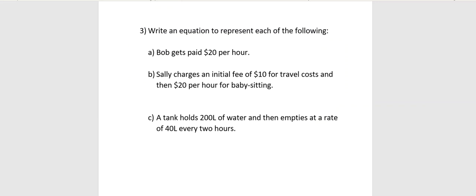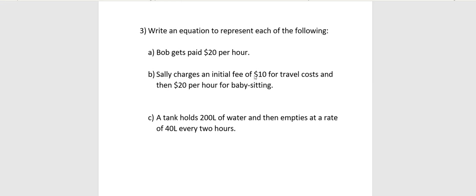Now for 3B, please have a go first. And we had this problem. Sally charges an initial fee of $10 for travel costs and then $20 per hour for babysitting. Okay, so from this question, we have to find out what our gradient is, or our rate of change, M, what our starting point is, C, and then put it into an equation.